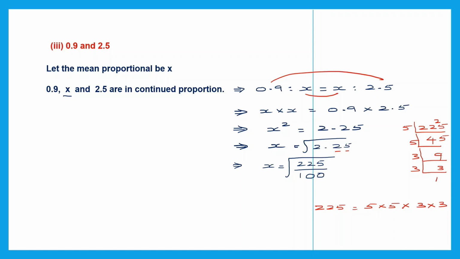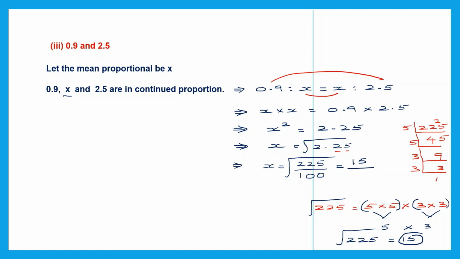So now since we're finding the square root of 225, we have to put these numbers in pairs of 2. That is, we're going to have two same numbers, 5 into 5 and 3 into 3. Next step is we remove 1 from each pair. So that is 5 into, and from this pair we remove a 3. 5 threes are 15. So we have found the square root of 225. That is 15. So let's write it here. So here we found 15 in the numerator.